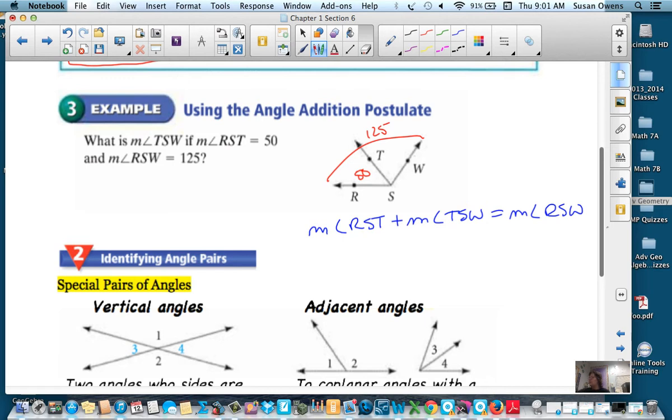Now what I can do is I can substitute. Well, I know that RST is 50, and I know that RSW is 125. And then what I can do is subtract. So the measure of angle TSW equals 75. Do a quick little check. If I take 50 plus 75, do I get 125? Yep, good.